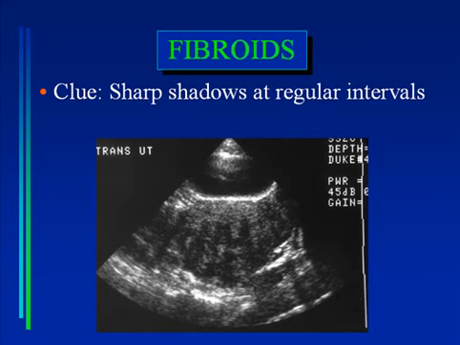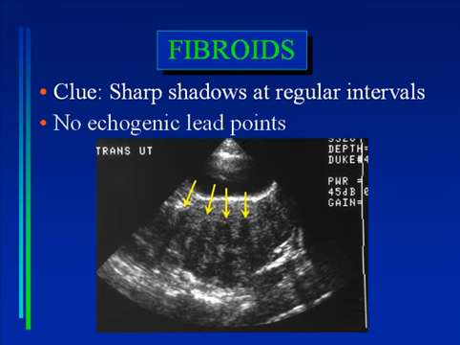So because fibroids can mimic so many other things and be mimicked by so many other things, it's useful to have some clues that can help one make a positive diagnosis of a fibroid. And one of these clues is to see sharp shadows at regular intervals, like we see here. Sometimes shadows from fibroids are due to calcifications, but this particular pattern is not due to calcifications because, as you can see, these are not coming from echogenic lead points. Calcifications would have echogenic lead points.